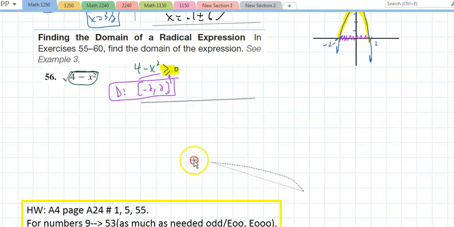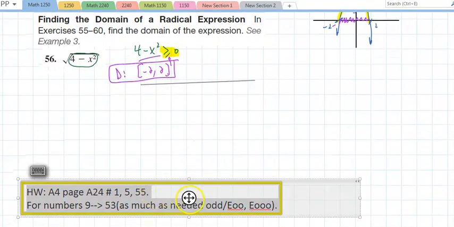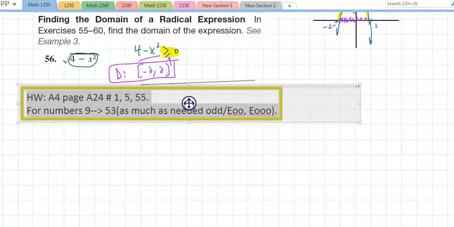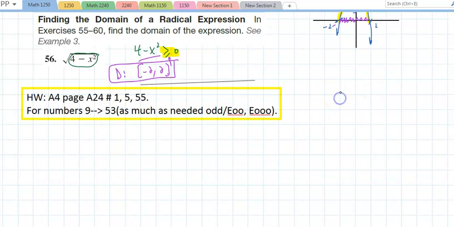And the homework is a bit awkward this time. Let's see if you could make sense out of it. You're going to do page 824, number 1, 5, and 55. Numbers 9 through 53, I'm giving you 3 options. Either you do the odds, or you do every other odd.